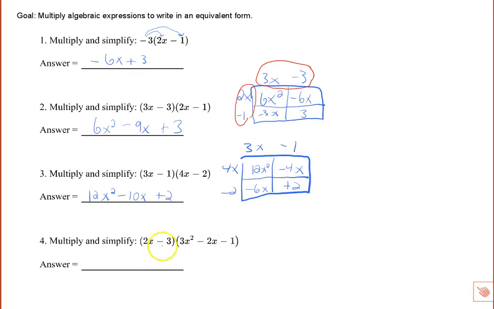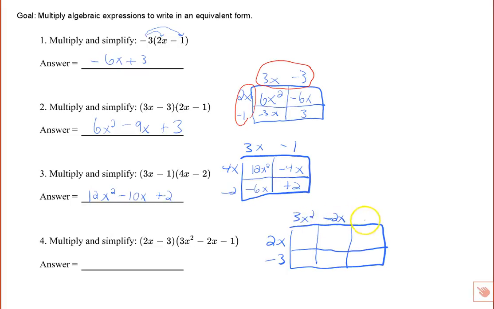Last one here. It looks more complicated because now I have more terms, but we just set it up in the same way. So I have 2x minus 3. I'm going to put that on the side. 2x minus 3. And then because I have 3 terms, I made 3 columns. So I'm going to have 3x squared minus 2x minus 1.